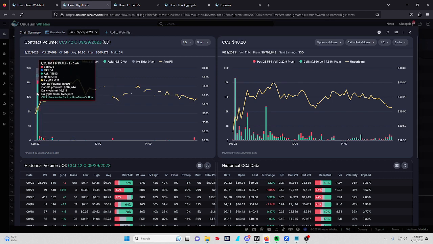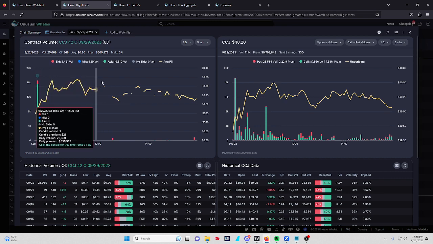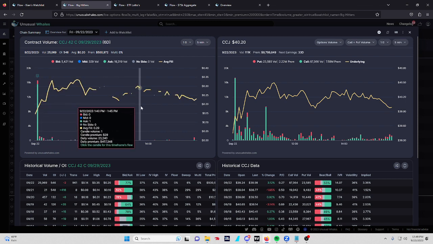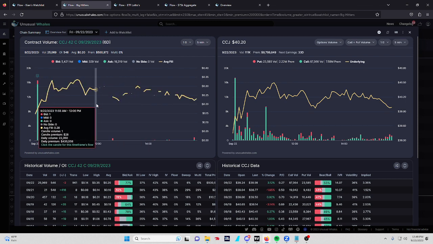Now, if we see 16,000, right, or 15,000 at the ask, and we see a red bar of 14,000 or 15,000, most likely this whale exited the same day, right? But for this, we've got a big whale that's bought up this 42 call, and really nothing else has happened throughout the day. So it looks like this is a very clean trade. He's still in it the whole day, and nothing has happened.